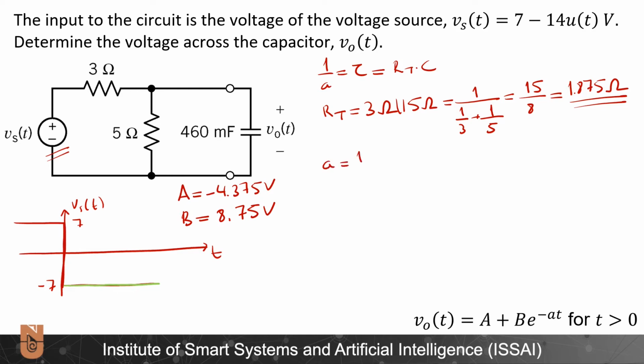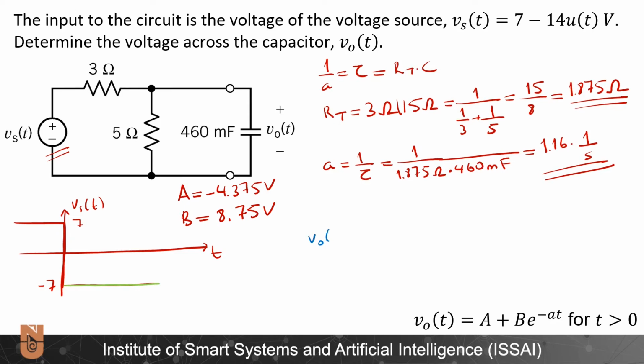Now let's find A. A is equal to 1 over tau, which is equal to 1 over 1.875 ohms times 460 millifarads. And this will be, let me get some help from MATLAB, 1.16 times 1 over seconds. Now I will use this information in order to finalize my circuit solution.